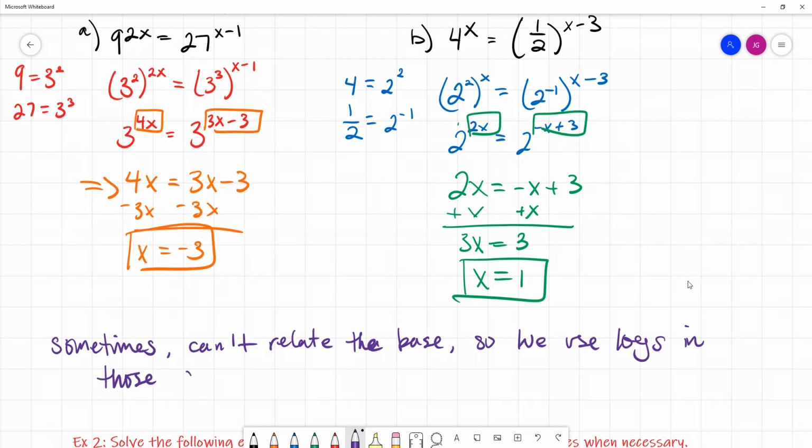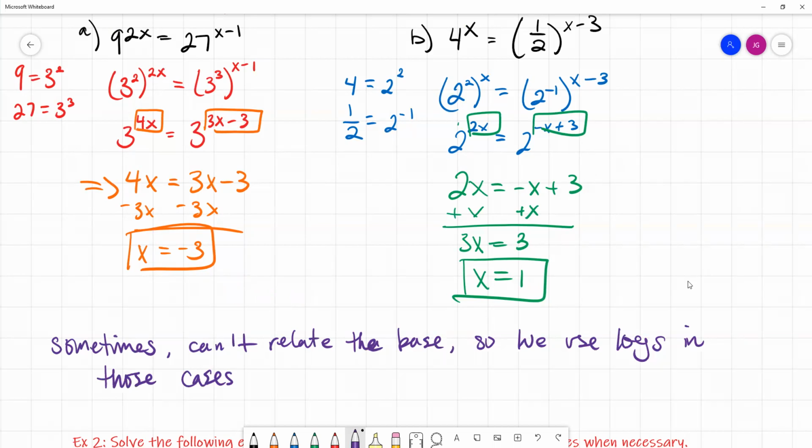If I can't relate the base, for example, let's think about 5 to the power of x equals 10, and we're trying to solve for x. 10 is not a power of 5. It's a multiple, it's 2 times 5, but it's not a nice power of 5, right? And so I won't be able to relate the bases here because there's no way I can write 10 as a power of 5. So I need to use logs in that case instead.